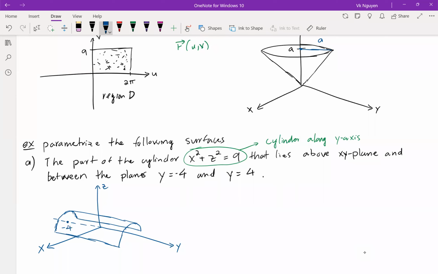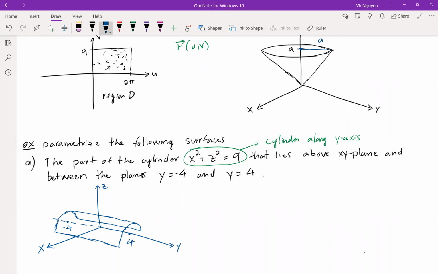If you do the other half, then you're going to get a cylinder. So how do we parameterize this? Of course, in order to parameterize the cylinder, we have to use cylindrical coordinates. Then use it carefully.